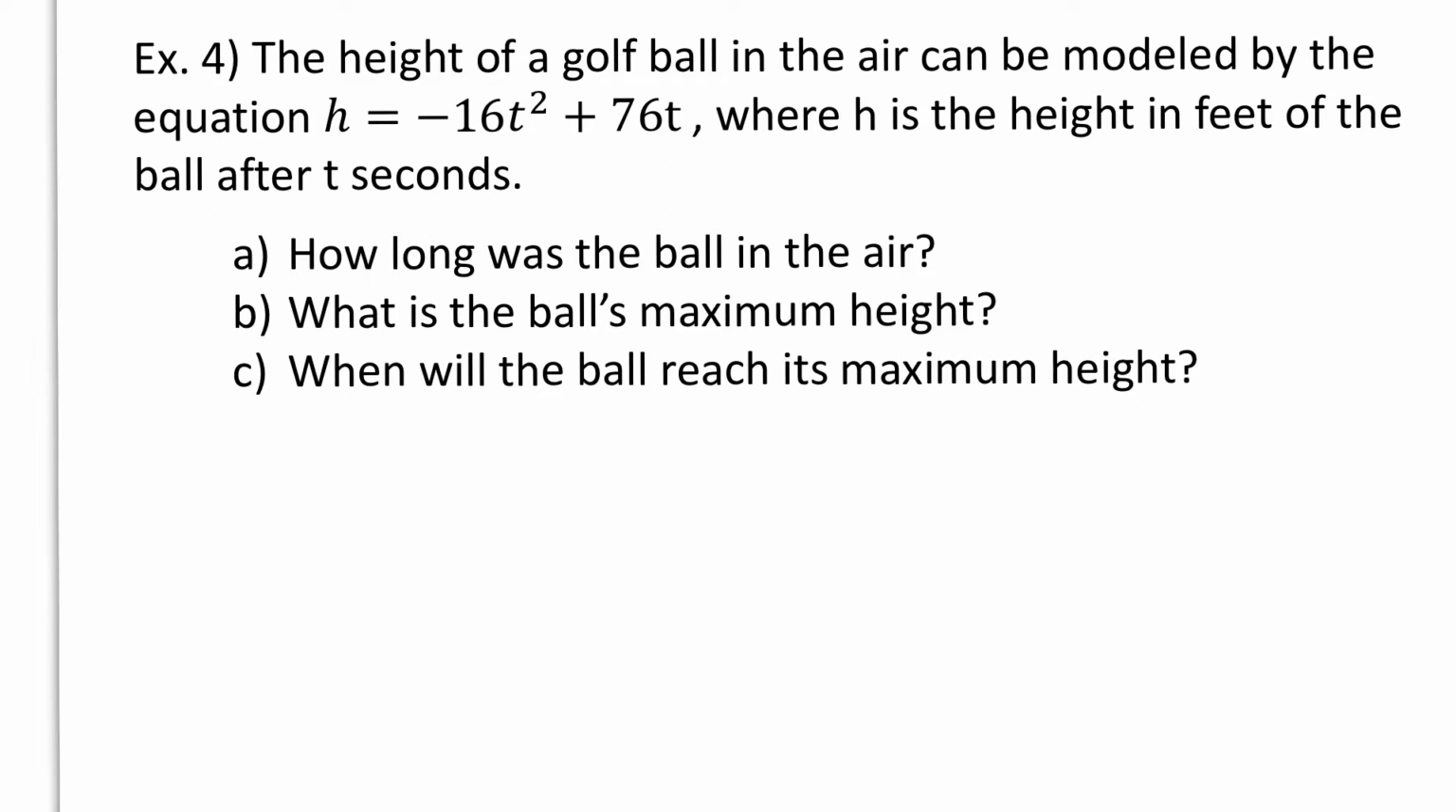Now the last one is kind of like an application problem where you are going to see how we use quadratic equations to solve a real world problem. So let's go ahead and read the question here. It says the height of a golf ball in the air can be modeled by the equation h equals negative 16t squared plus 76t, where h is the height in feet of the ball after t seconds. So we don't have x and y, but we do have an h and a t, and the t has a square. So you can say it's a quadratic equation because we have a variable with a square.